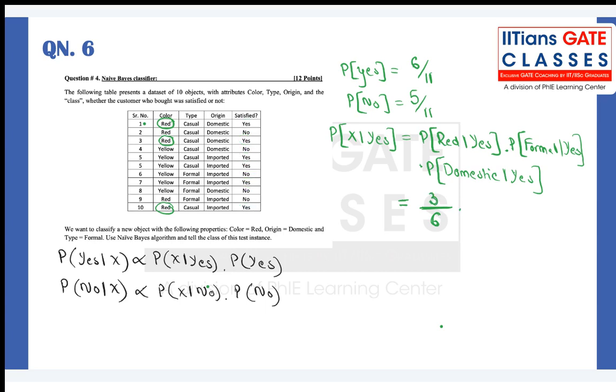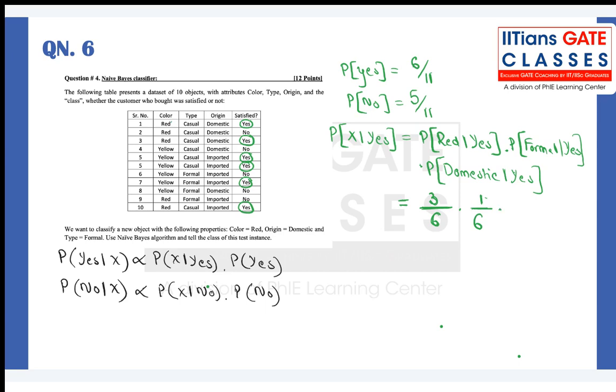What is the probability that the type is formal given yes? You look at all the sets of yes, 1, 2, 3, 4, 5, 6. Out of these 6 instances, how many have a type of formal? If you look carefully, you will see that there is only one of type formal, multiplied by.